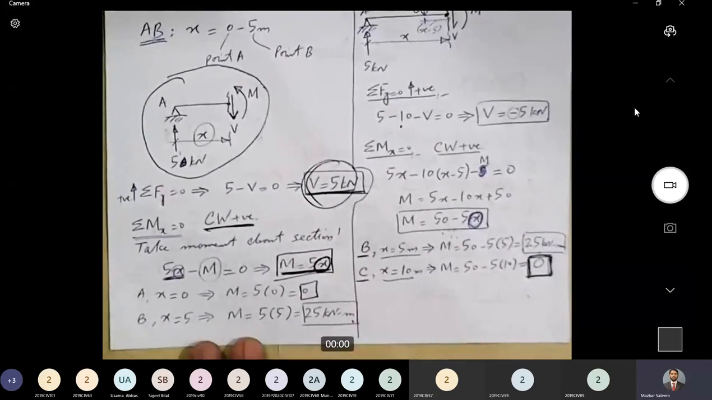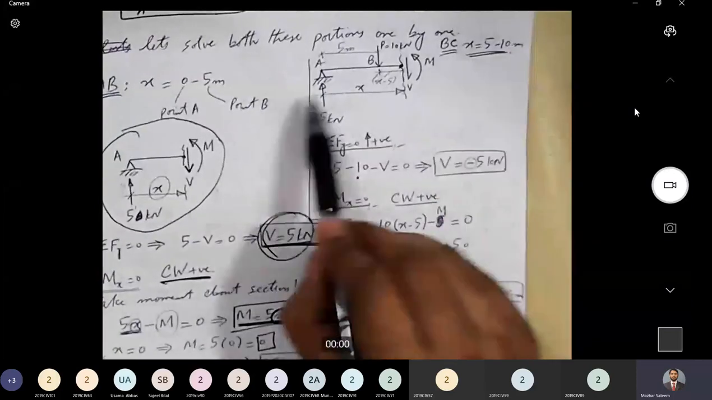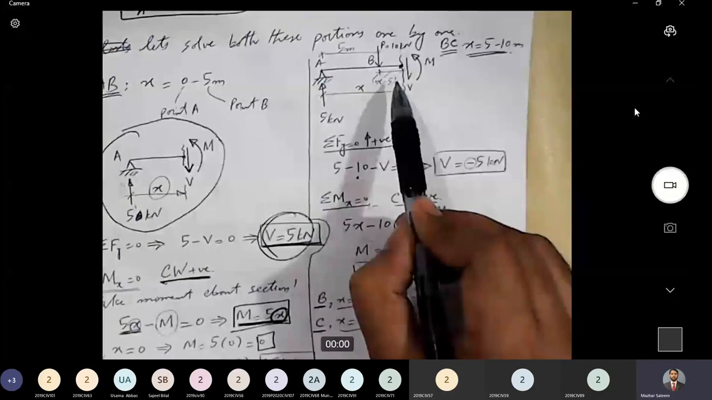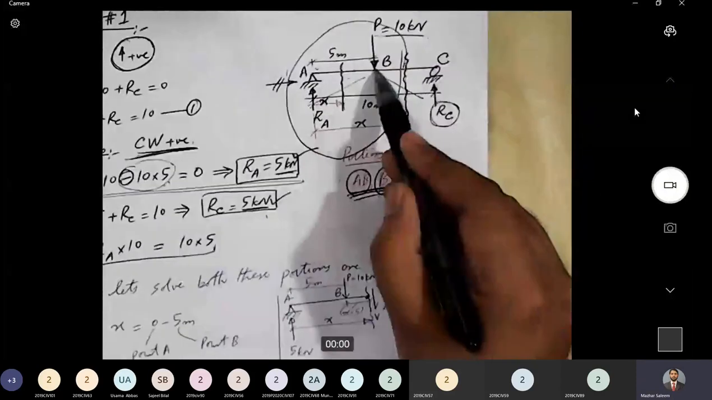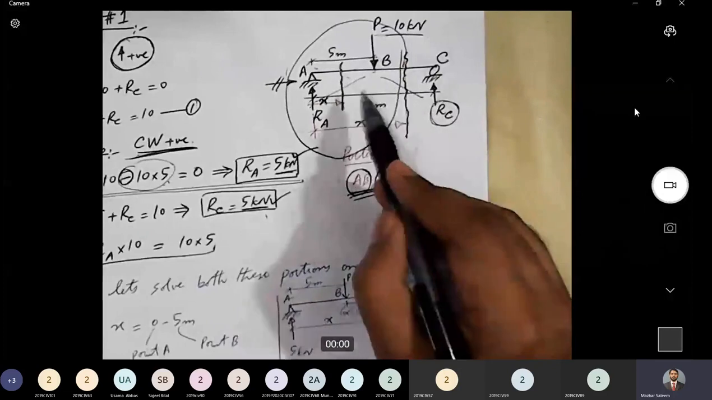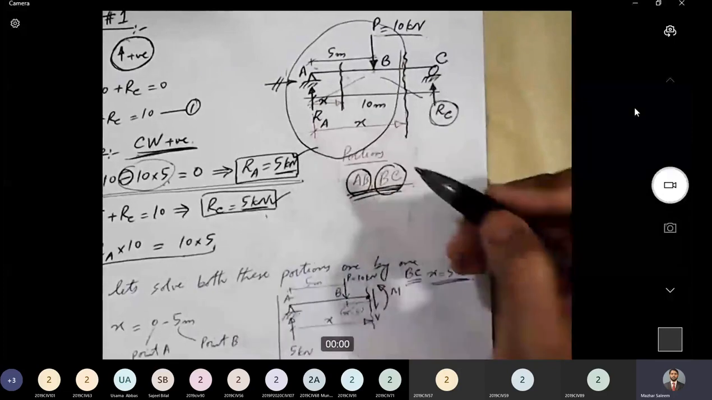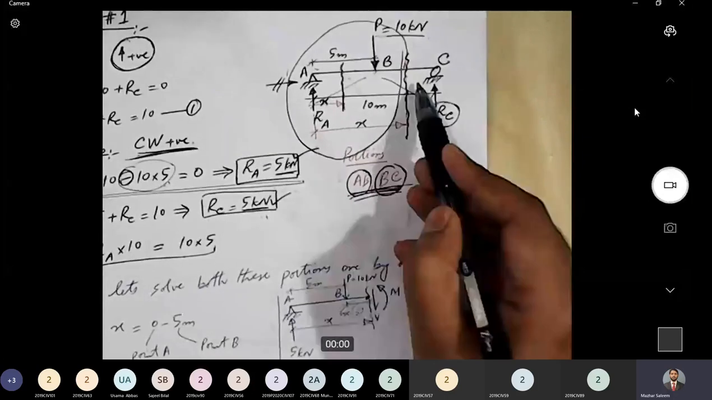Okay, so this was for portion AB, and now let's see portion BC. This is a free body diagram for portion BC. Now, one clarification here is some of the students think that when we are talking about portion BC, we will only draw the free body diagram of portion BC part. But if you recall the basic definition of shear force and bending moment, for shear force, we said that it is the algebraic sum of all the transverse forces acting either on the left side of the section or on the right side of the section.